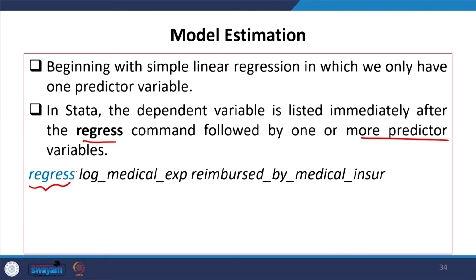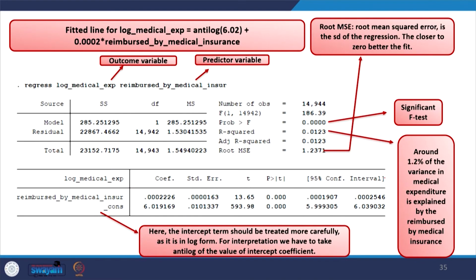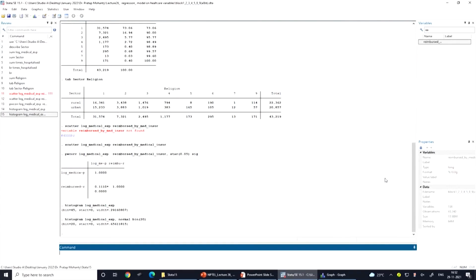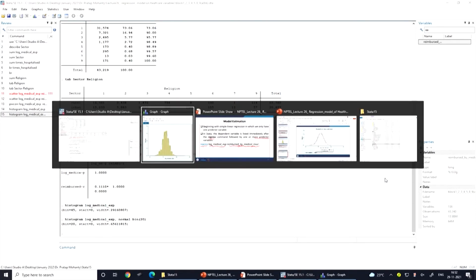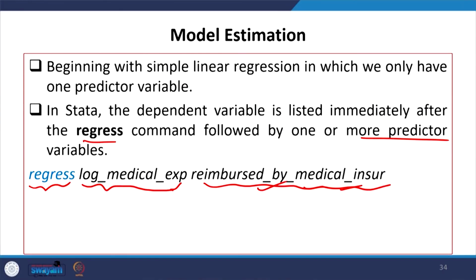It is like this. This is our dependent variable. Then all sorts of independent variables could be mentioned. All right. So, this is what is going to give us the estimation. Okay. So, first of all we will copy this, then if I remember this variable, we can simply click that: log medical expenditure, then reimbursement, then medical insurance, etc.